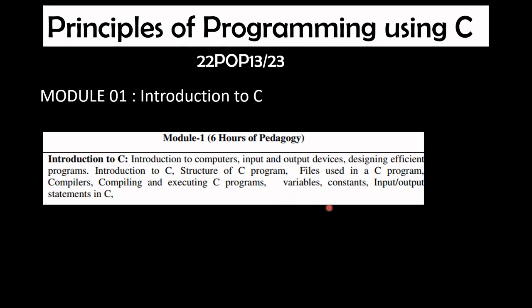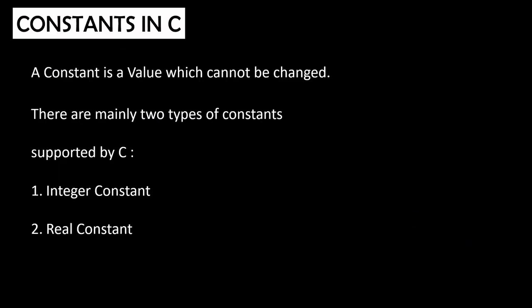In the previous lecture, we discussed what variables are. Now in this lecture, we shall discuss what constants are. By definition, a constant is a value which cannot be changed, which means a constant is a value, a variable or an entity which cannot be changed or manipulated in the program. The value for a constant remains the same throughout the program.